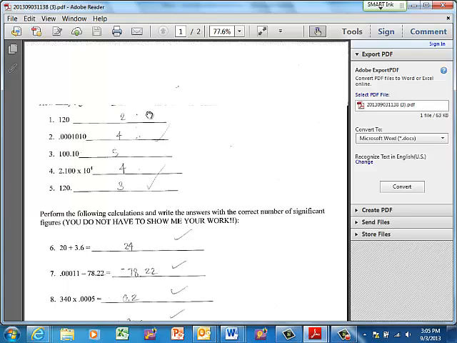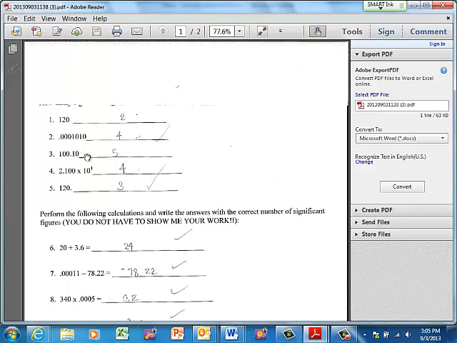Okay, and so on the first part here, the right answer is number 1 should have been only 2 significant figures. There is no decimal place. Then number 2 would have been 4 significant figures. You cross off the zeros out front, and so it would have been 4 sig figs. Number 3 would have been 5.